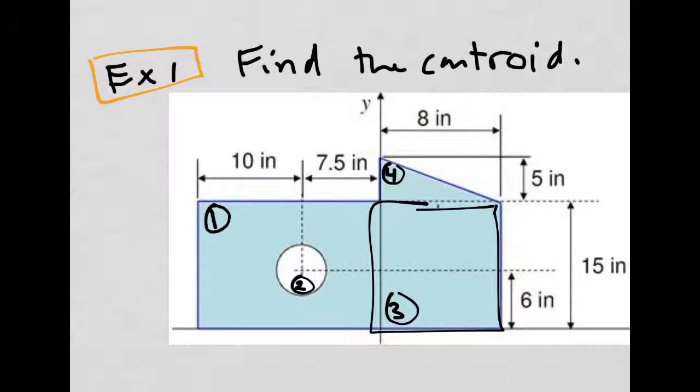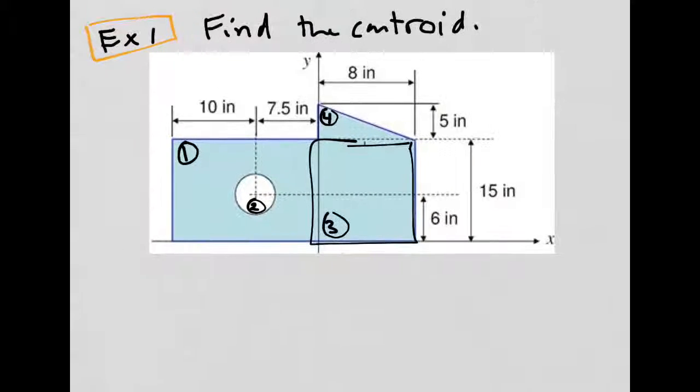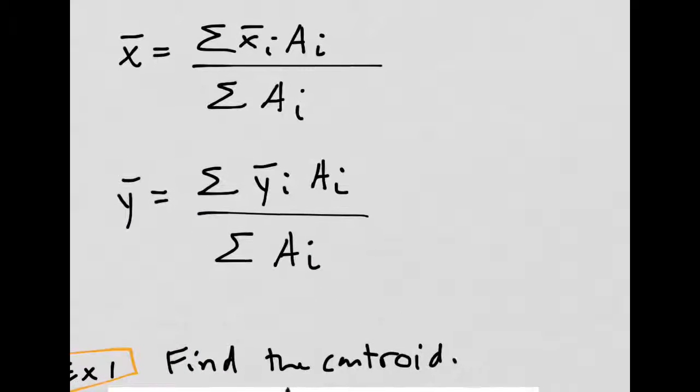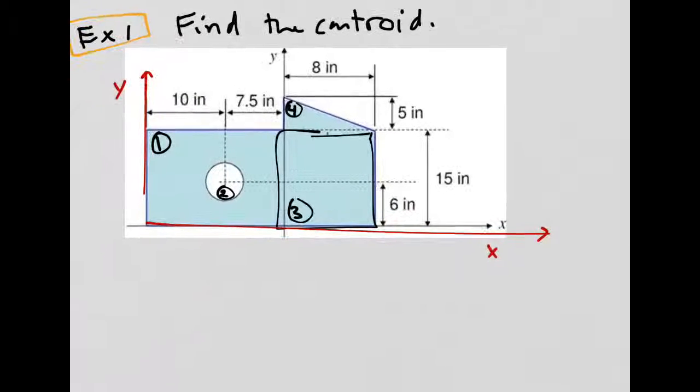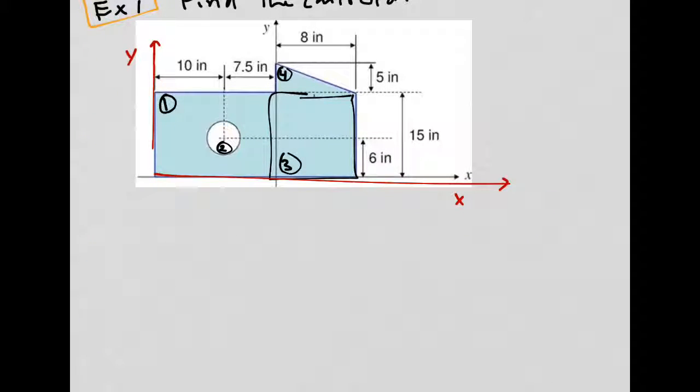You also have to pay attention to the reference axes. I'm going to say the reference axes are the normal x and y axes. So there we go. Those are my reference axes, and my x bar i and y bar i are the centroid distances for each of these individual shapes to the reference axes. So, shape 1. Let's just do it.